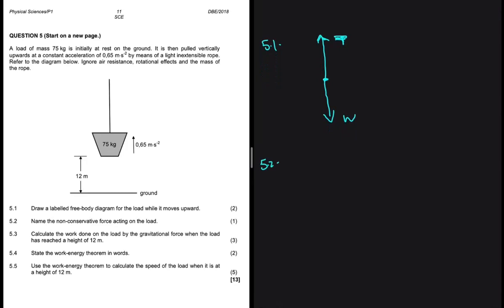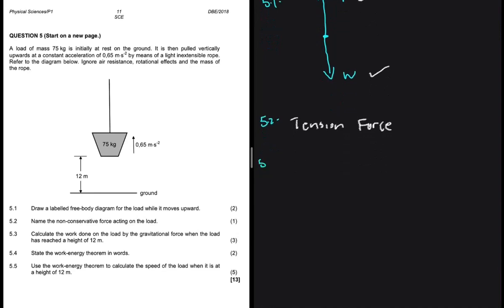And then the question that follows, 5.2, says let's name the non-conservative force acting on the load. So we have two forces acting on the load. We have the weight and the tension force. Like I've said in other videos, the only conservative force in our context, in our scope, is the weight. Any other force is non-conservative. So the answer for 5.2 is the tension force, right? If we had an applied force, it would be the applied force. If we had any other, it would be that force. Our only conservative force is the weight. Everything else is non-conservative.